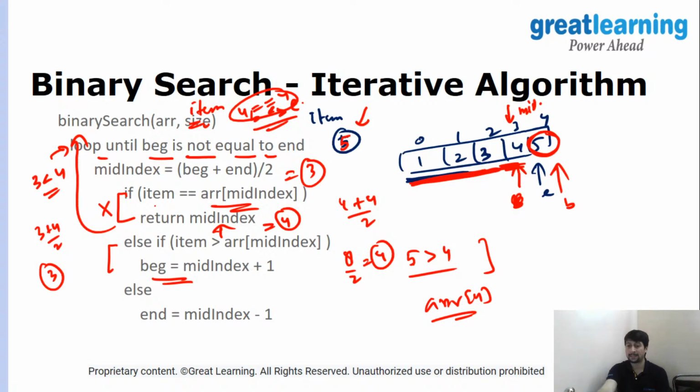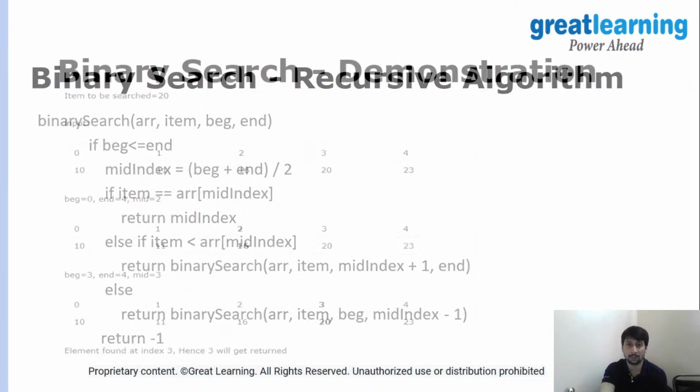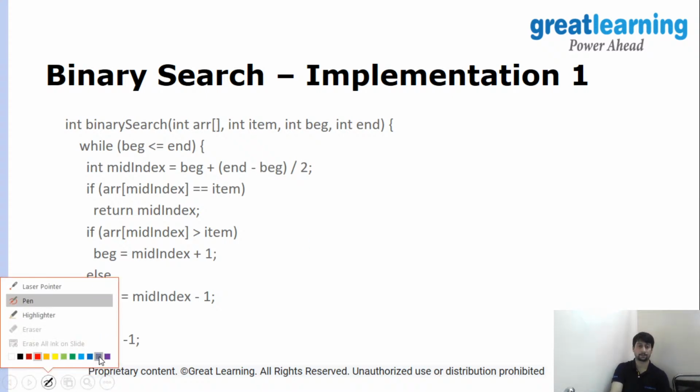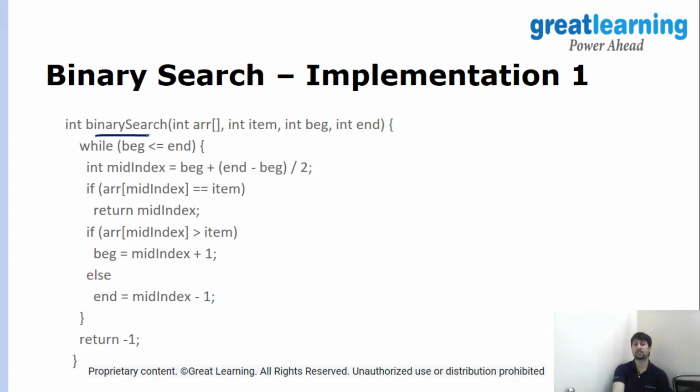Is this thing clear, guys? Let me just go through the algorithm. Now this is the implementation of the same, so things will be much clearer now. You have this binary search. This is the algorithm, this is the implementation. We have this input array, and we have this item that we are trying to find.